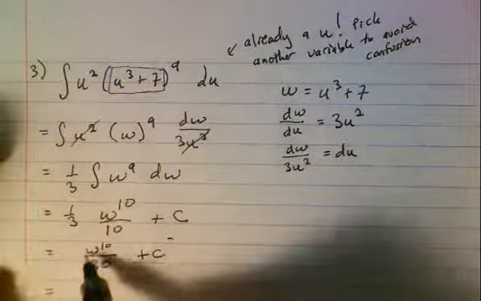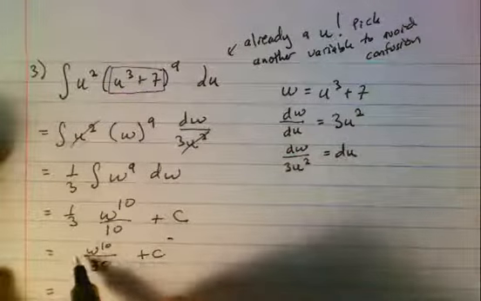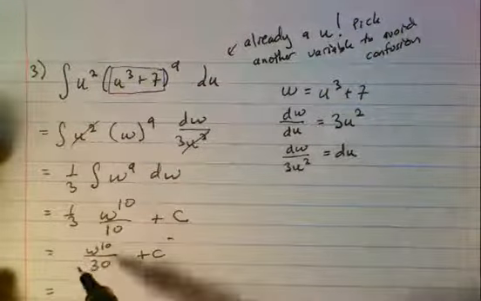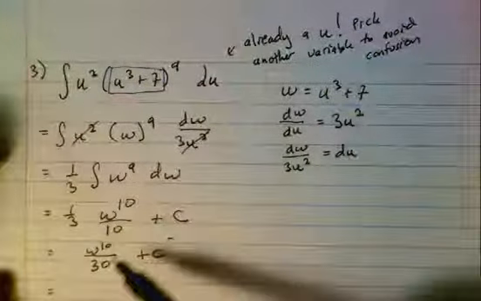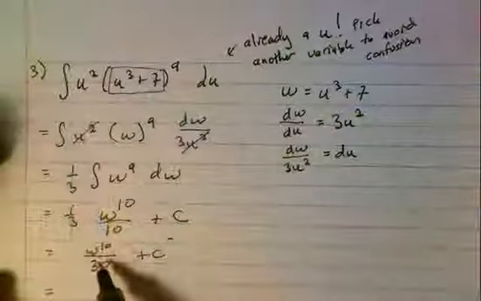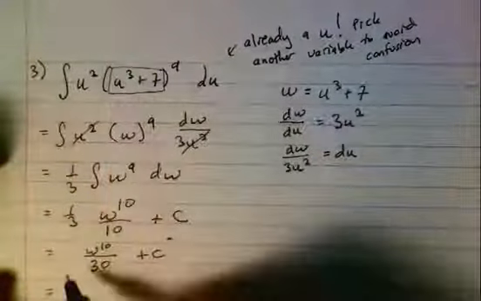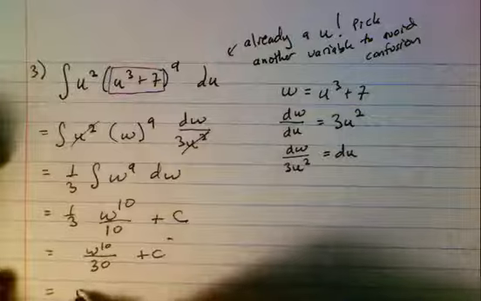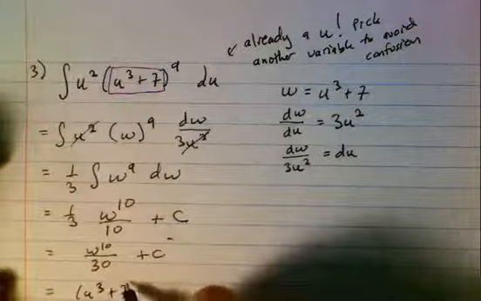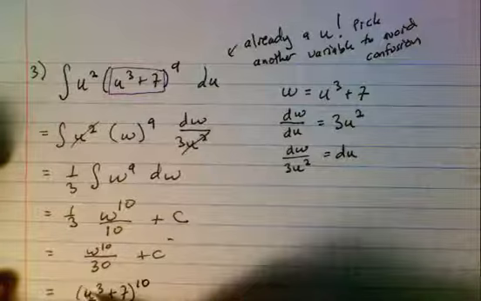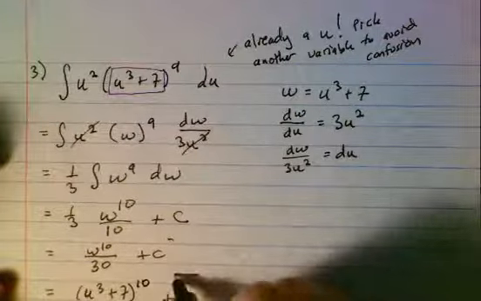Now we got to make sure, even though this is not a u, and normally we see that when there's a u we have to go and substitute back in, we did this w substitution instead of this u substitution, so we still have to remember that final step, go back and convert it to the variable we originally started with. So it's u to the third plus 7 to the 10th power over 30 plus c.